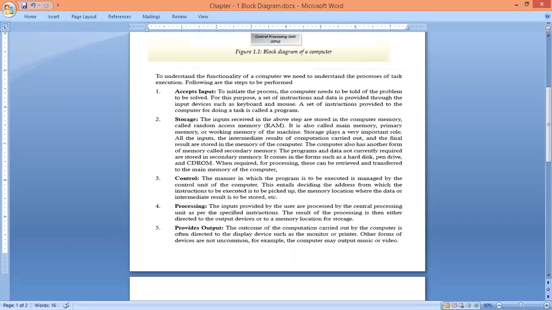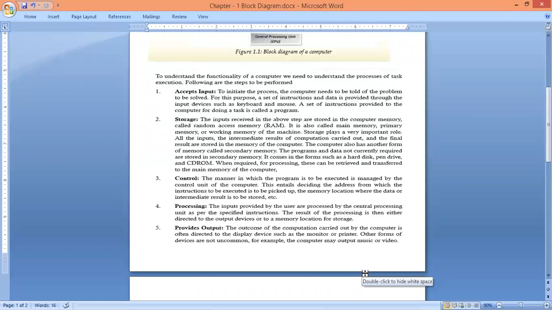Next is control. How the execution is managed. The entire part is controlled by the control unit. As the name indicates, the control unit will control the entire system, and the entire system will be controlled by the CPU, that is central processing unit.